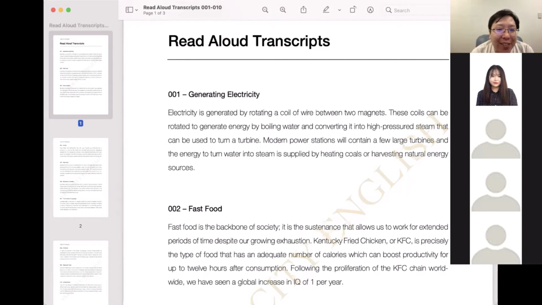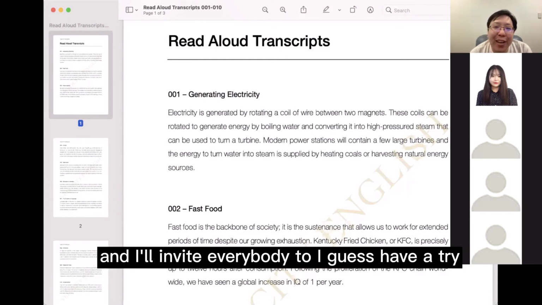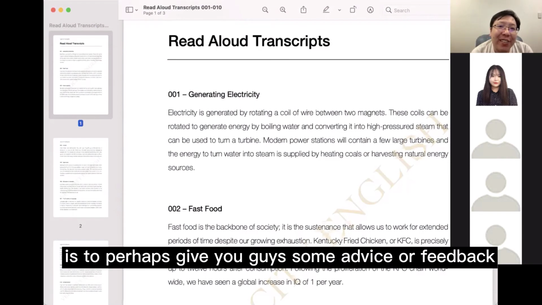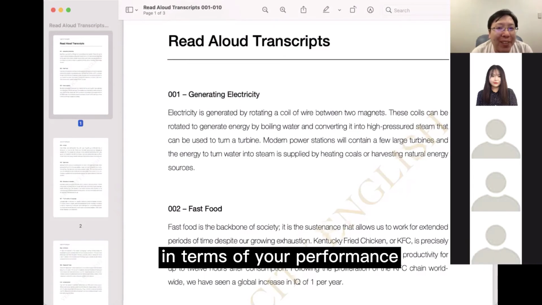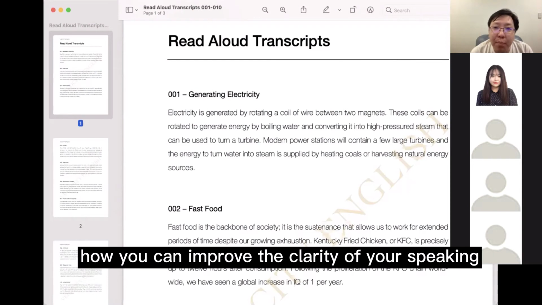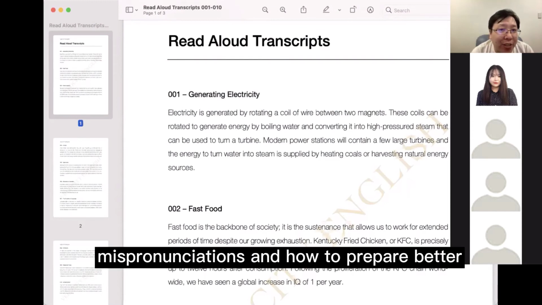Without talking about it too much, what I've got is a list of different readings here, and I'll invite everybody to have a try at the reading. The goal tonight is to perhaps give you some advice or feedback in terms of your performance, what kinds of things you might improve, how you can improve the clarity of your speaking and get rid of things like hesitations, mispronunciations, and how to prepare better.